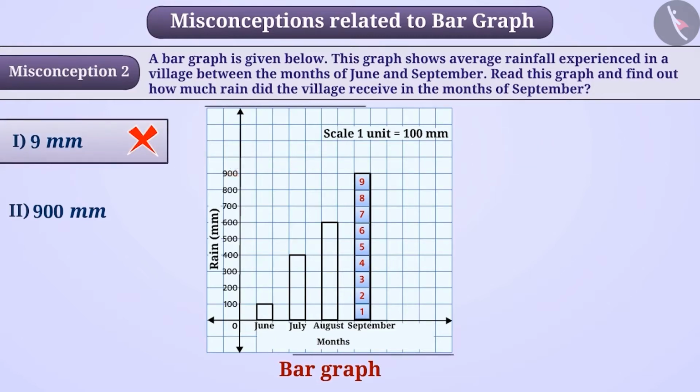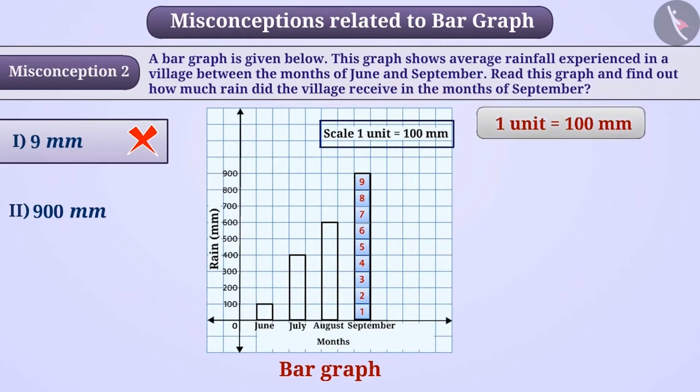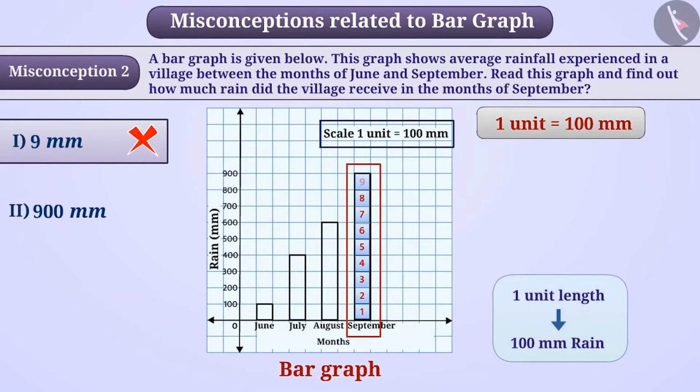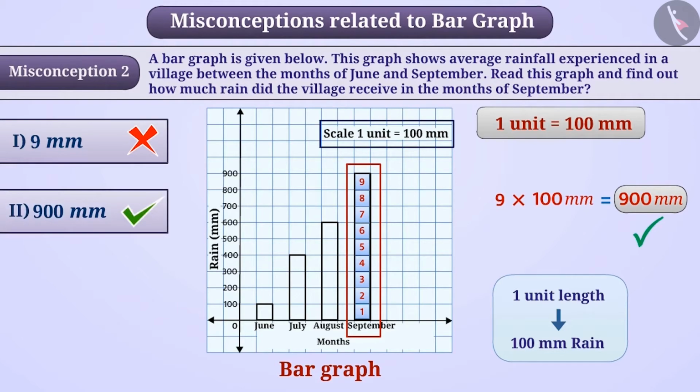The correct understanding is that it is important to pay attention to what scale is chosen when receiving information from the bar graph. For instance, here 1 unit is equal to 100 mm, meaning 1 unit length represents 100 mm rain. The height of the bar for September is 9 units, which means the month of September received 9 multiplied by 100 mm, which is equal to 900 mm rain. Thus, option 2 is the correct answer.